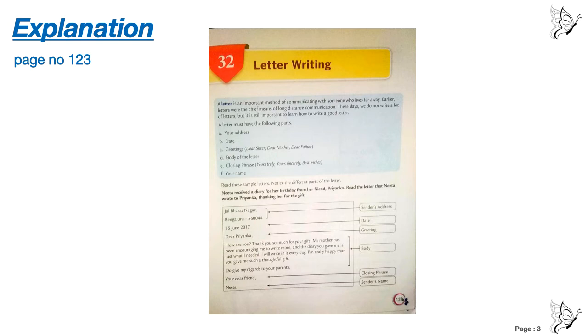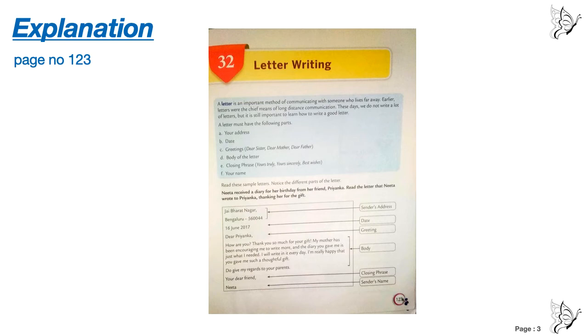Then you have a closing phrase. That means now I am stopping my pen, or I am going to complete my letter. You will give the closing phrase, and then you will write your dear friend Neeta, sender's name. Whoever is sending the letter will write his or her name. So you have to follow this pattern if you are writing an informal letter, that means friendly letters. Okay, you are writing to a friend, so you are following these rules.